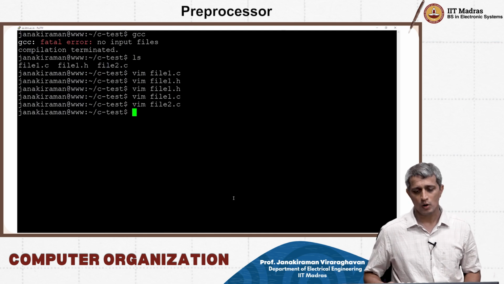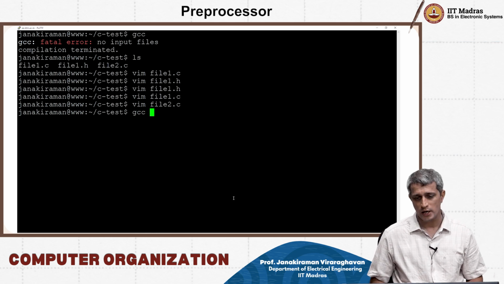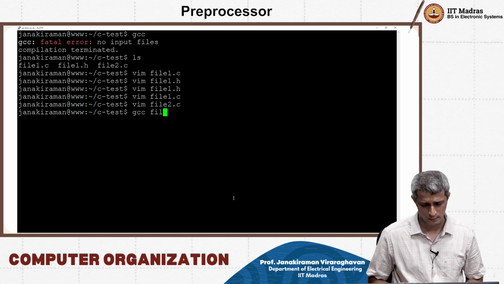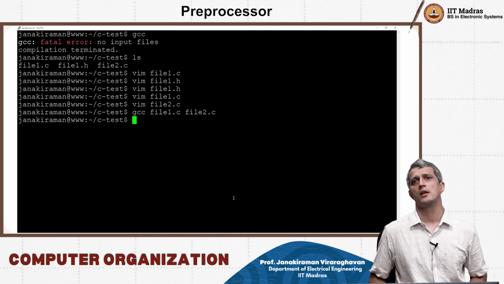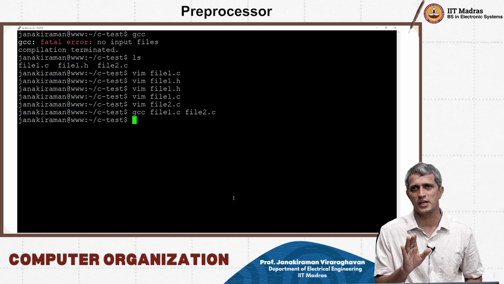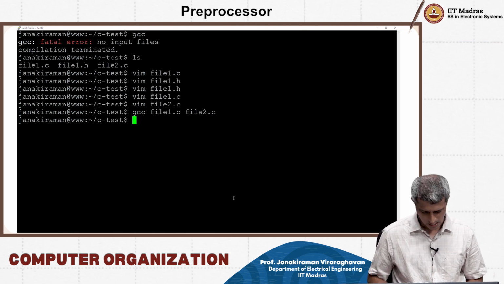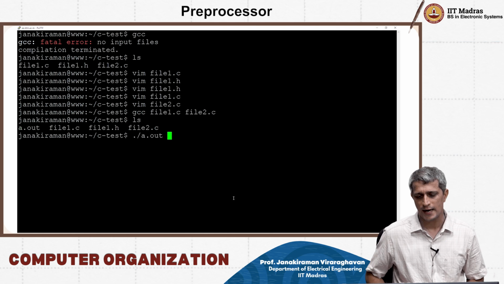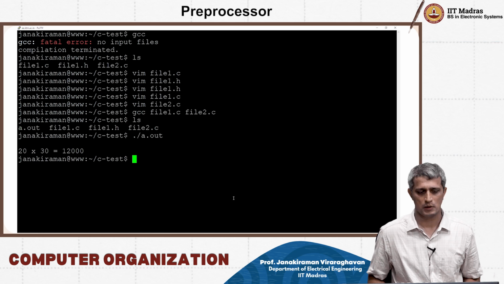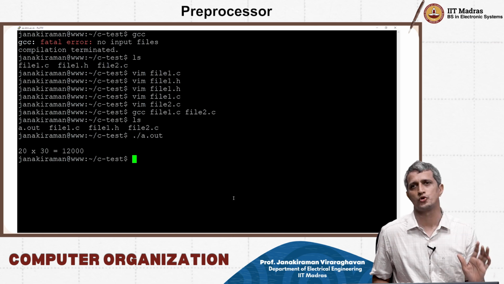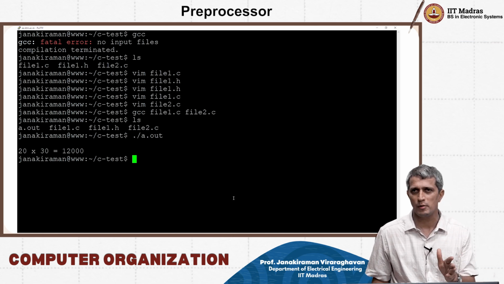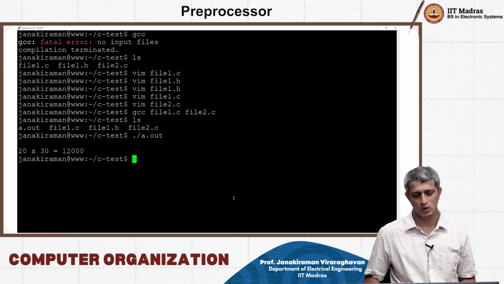Okay, so what we are going to do now is we are going to see typically how would you have run this file 1.c and file 2.c. This is what you would have done, right? You would have just simply called GCC, given 2 files to it. And you look at this, you have an a.out that got created. And when I run a.out, it is saying 20 into 30 equal to some 12,000. Okay, but of course this is not true mathematically because it's getting multiplied by that macro value, right?